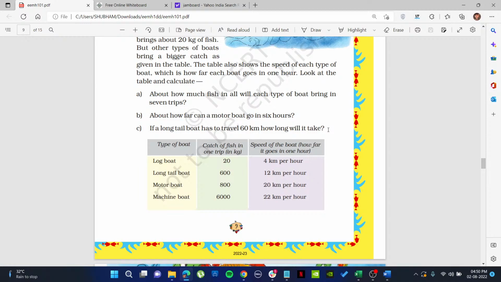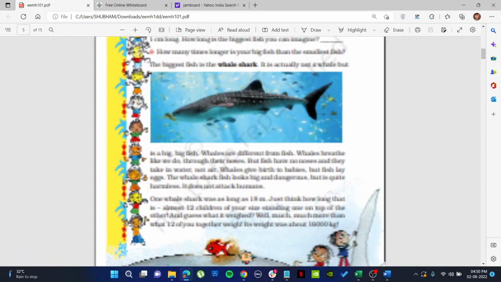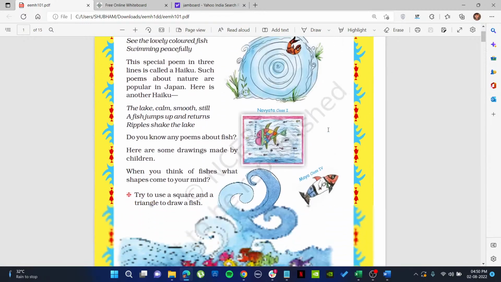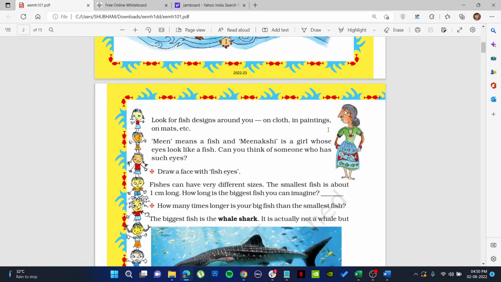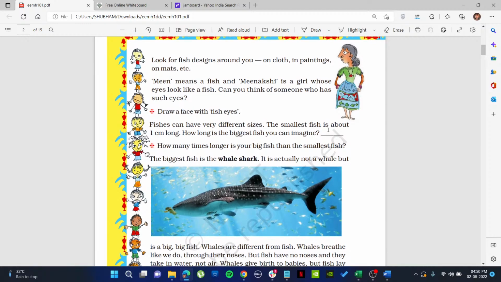So before ending the session, let's have a quick review of things which we have learned today. So in our today's session, we have learned how to write a number with its unit. For example, if the length of a small fish is 1 centimeter, and when it comes to the length of the biggest fish, we can say that the length of this whale shark could be around 15 centimeter. Okay.